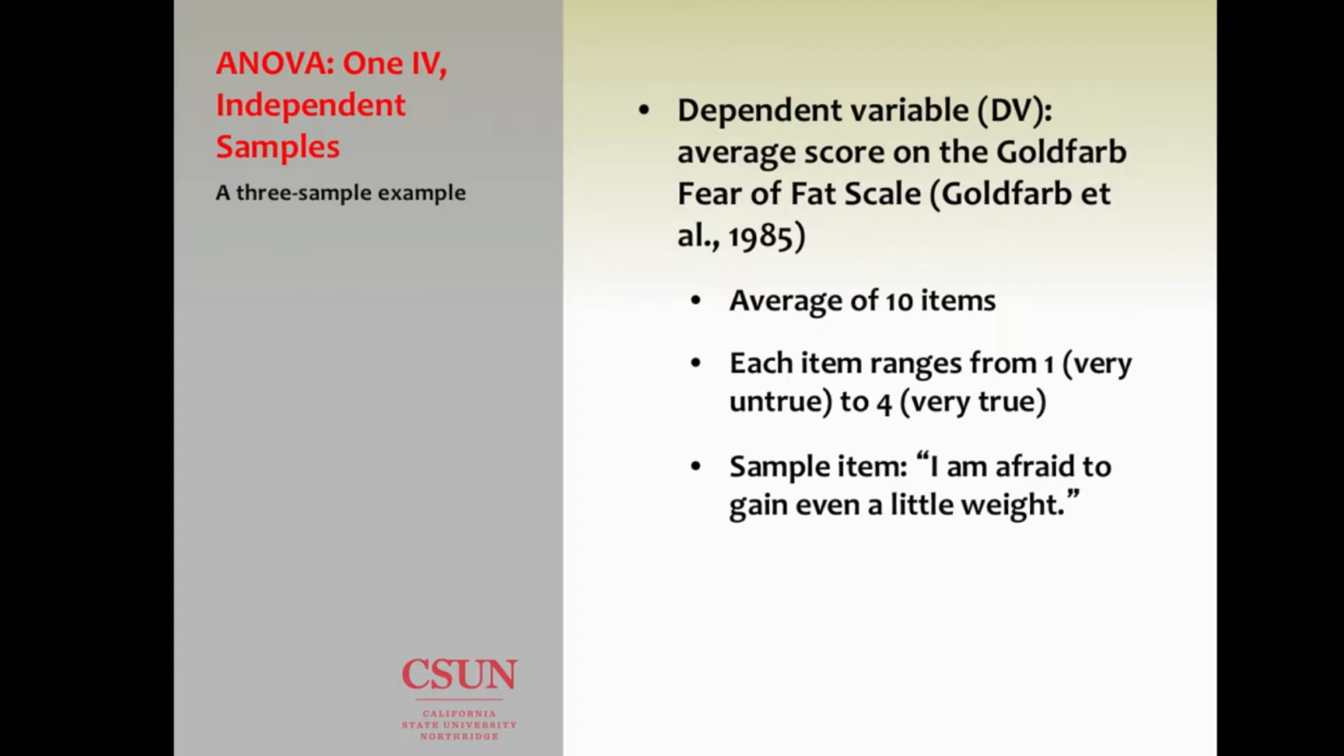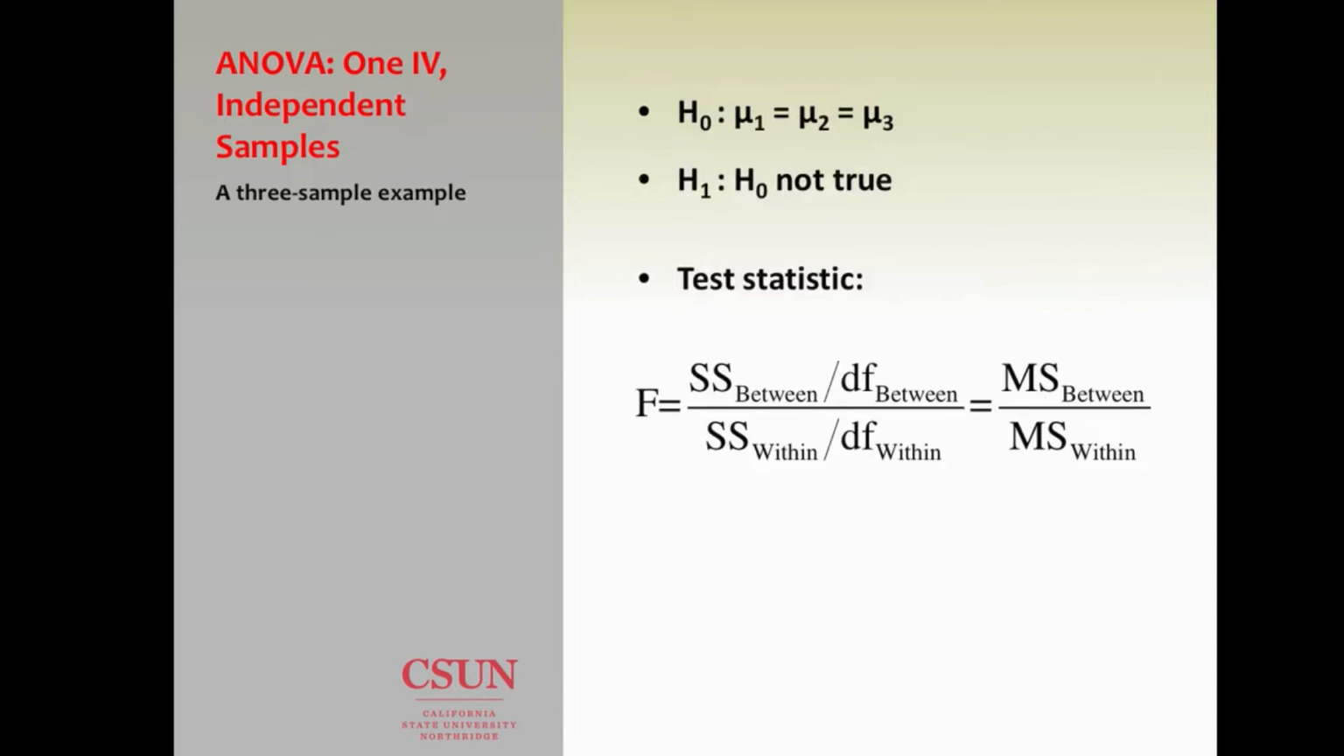It's a range. You probably have filled out questionnaires using this kind of scale before to assess the extremes of how you feel about something. So on one end here, it's very untrue, meaning you're not at all afraid of fat, and on the other end, you're extremely afraid of fat. And so the sample item here, 1 of the 10, is, I'm afraid to gain even a little weight. So you're going to see some numbers here that reflect that scale, even though this is a made-up study.